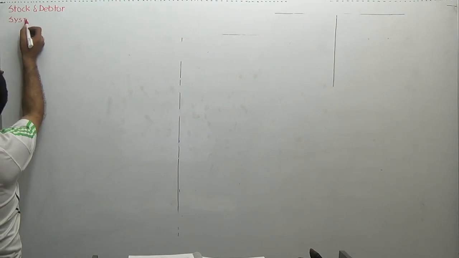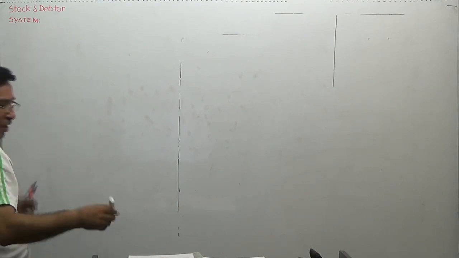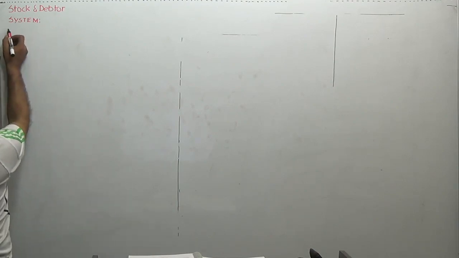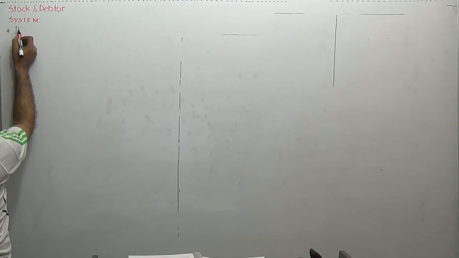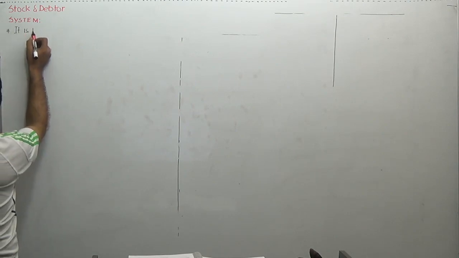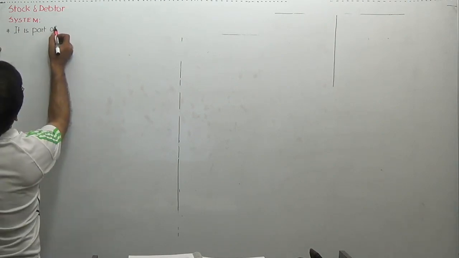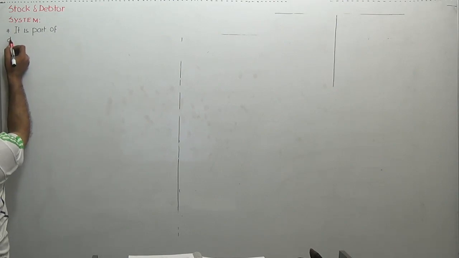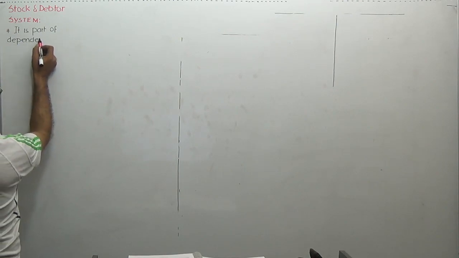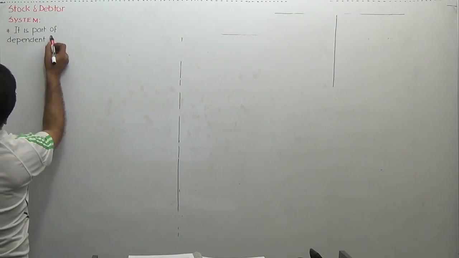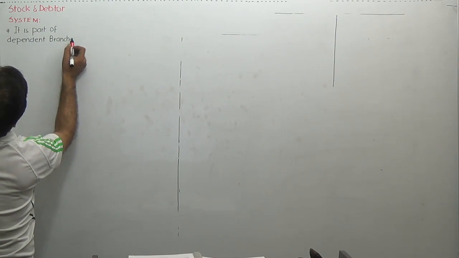As far as the stock and debtors system is concerned, most of the things are already known to you: it is also a part of dependent branches. This system is part of dependent branches, no doubt about that.